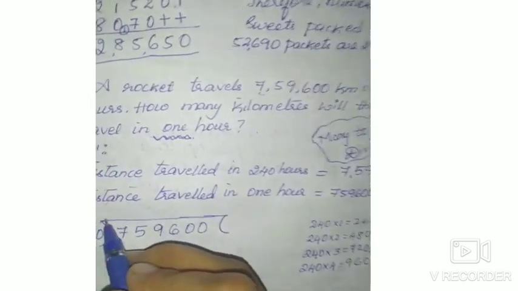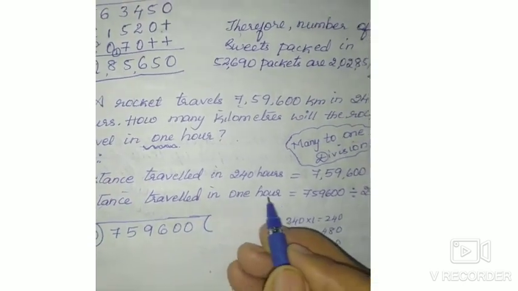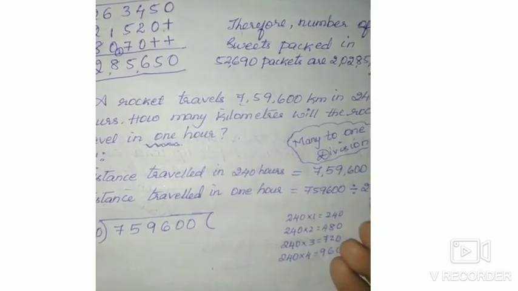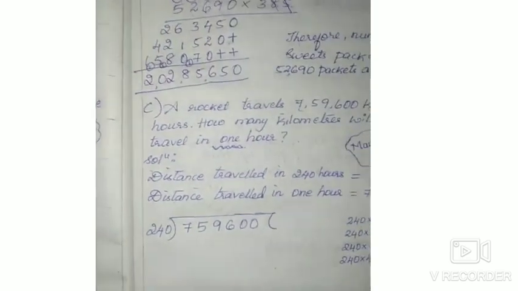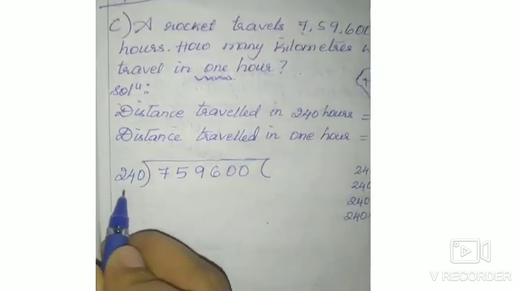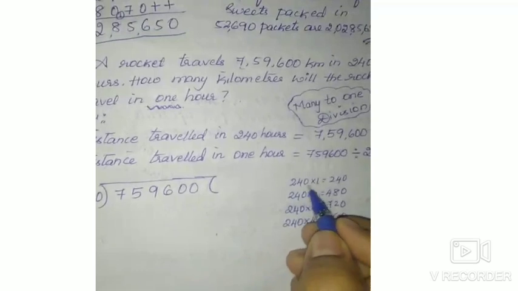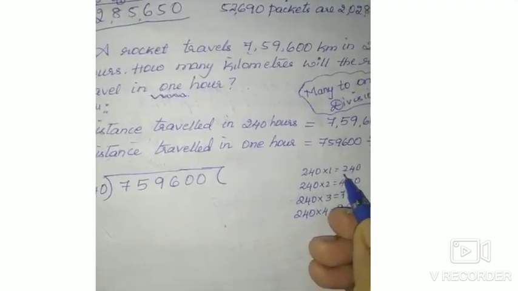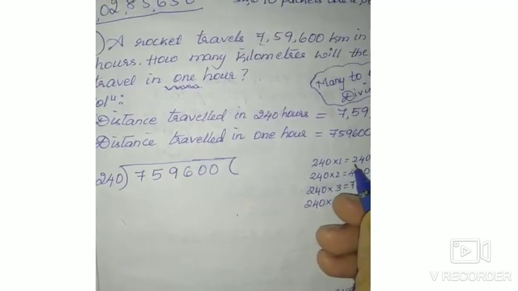759,600 kilometers. Distance traveled in 1 hour is how much? So divide by 240. How do you start dividing? First you have to check. 240 is the divisor. 240 ones are 240, so it starts with 3 digits, not less than 240.